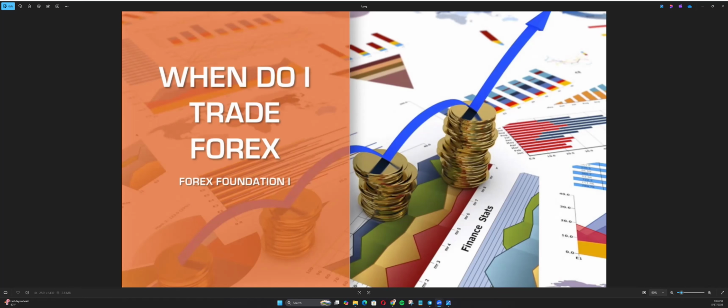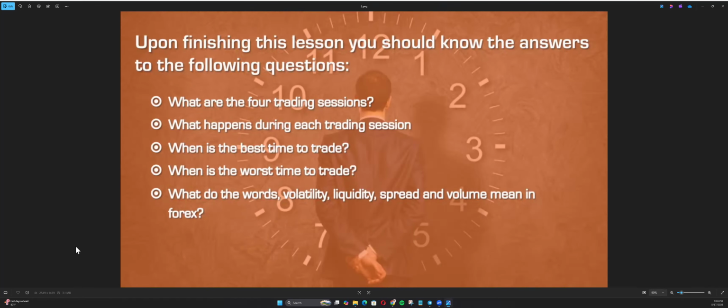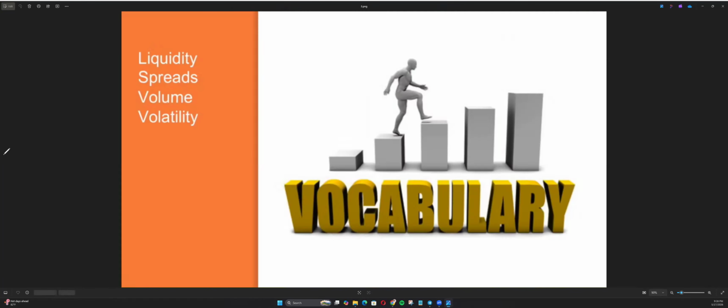So okay, when do I trade Forex? There are some terminologies we're going to be learning here, and let's go. All right. First of all, let me put this thing on. Okay. So these are the terminologies. What is liquidity? What is spread? What are volumes? And what is volatility?